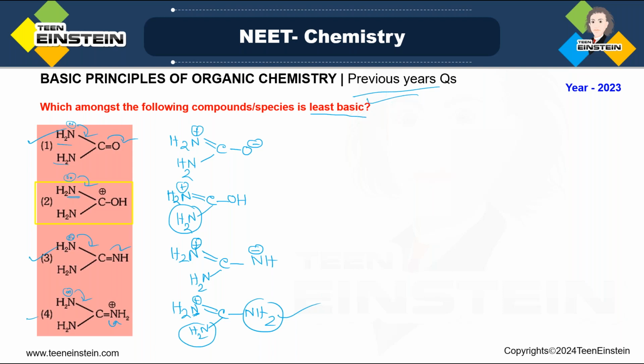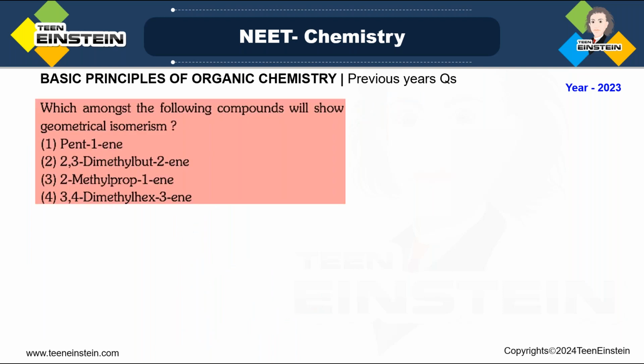Fine. Which among the following compounds will show geometrical isomerism? Now to show geometrical isomerism, first we will draw all the structures, because here only the names are given for the compounds. The first compound, pent-1-ene.